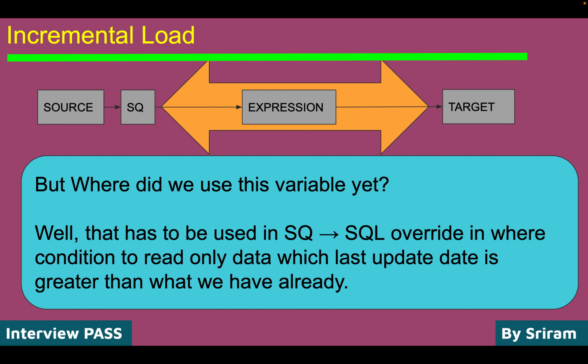Let me explain the logic better. The variable that we're talking about has to be used somewhere which I didn't discuss yet. The variable must be used in the source qualifier SQL override, in the where condition, to read only data greater than this last update date, so that we will read only the recent or updated records. That's why we need to use it in the source qualifier while reading itself.